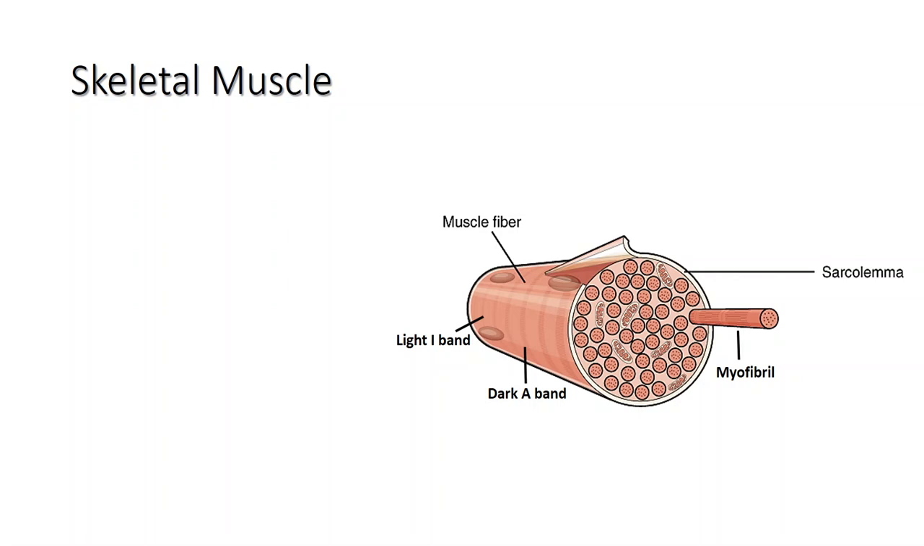Skeletal muscle cells are long and cylindrical, so they are commonly referred to as muscle fibers. The skeletal muscle fibers have striated appearance due to the arrangement of the contractile myofilaments of actin and myosin in a sequential order.